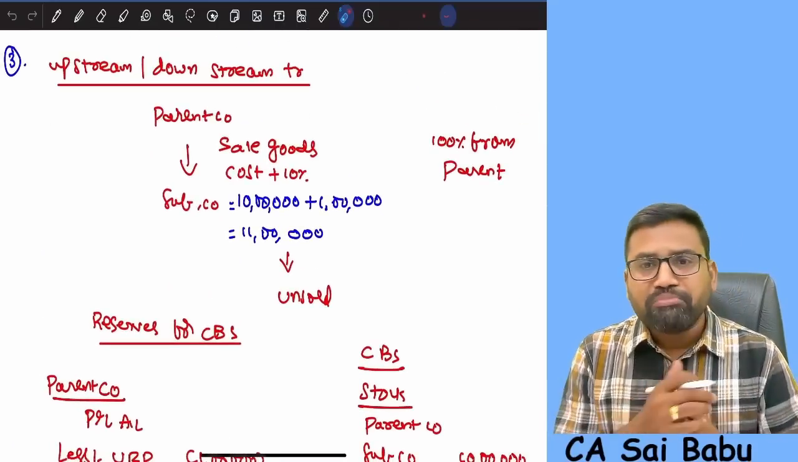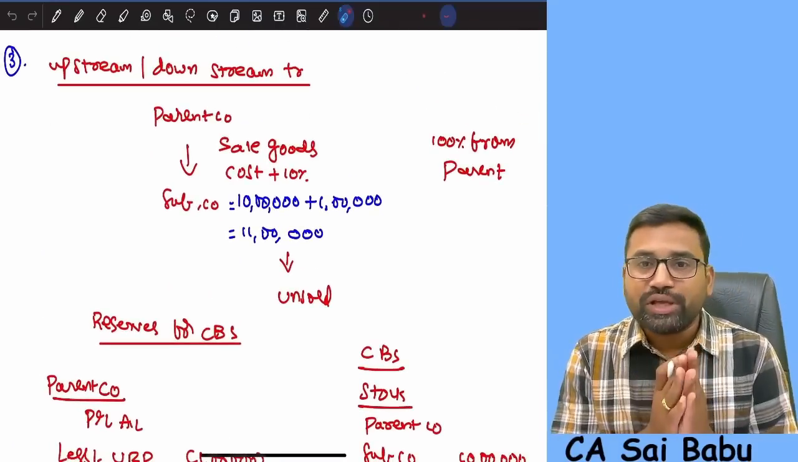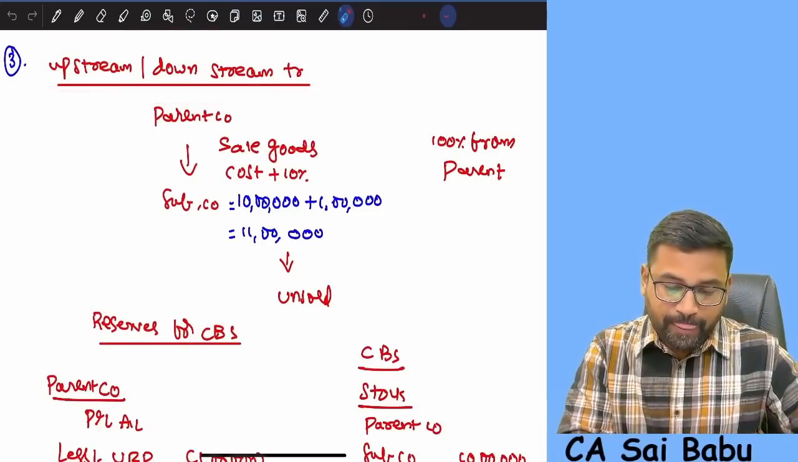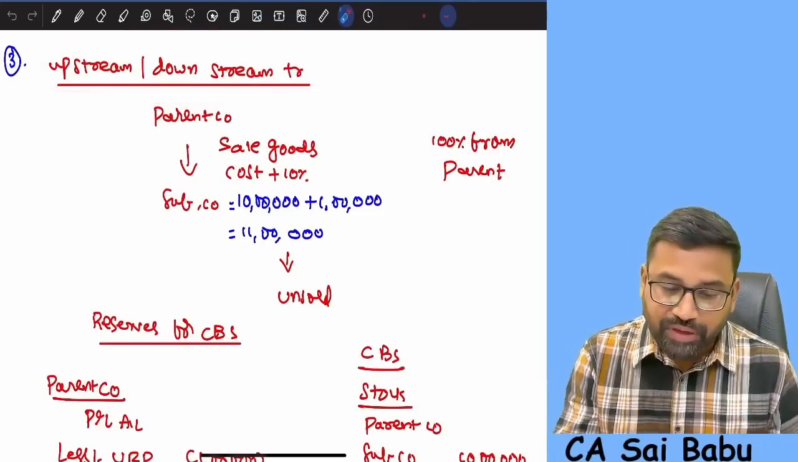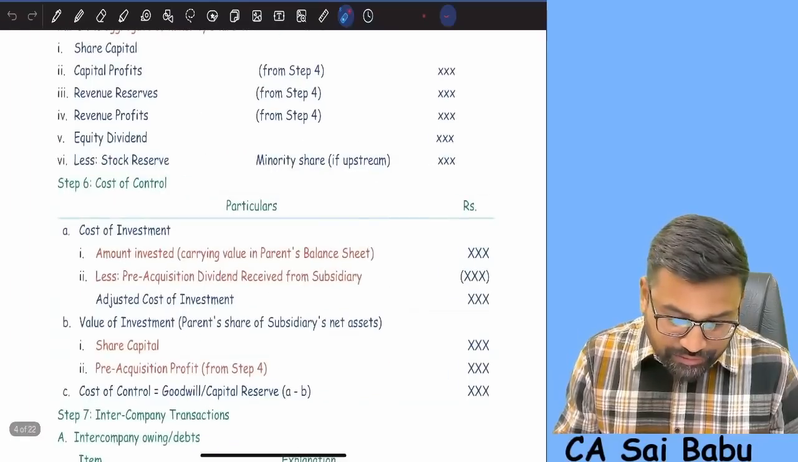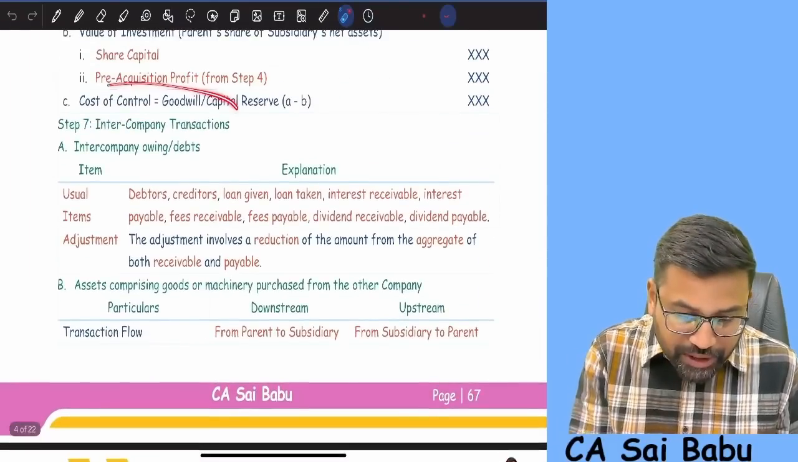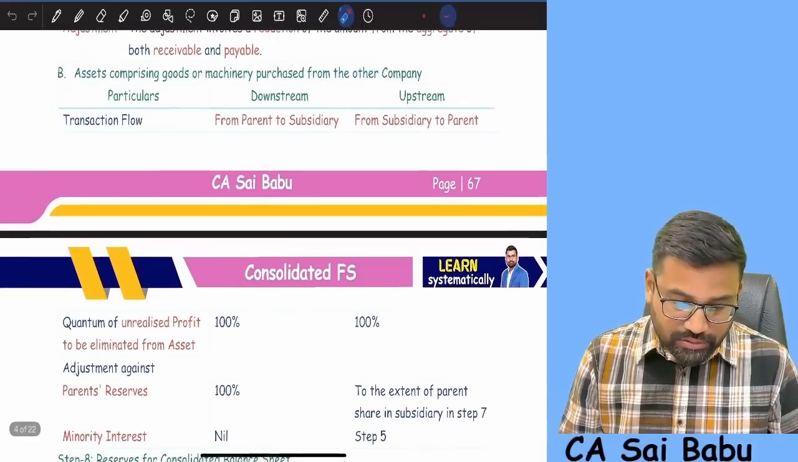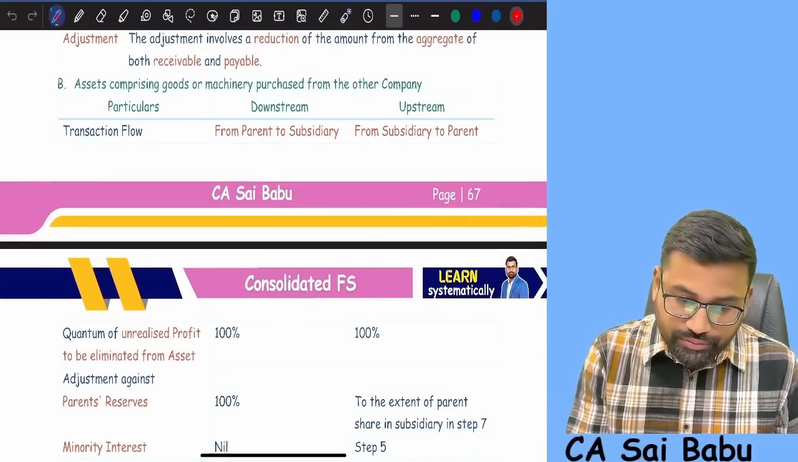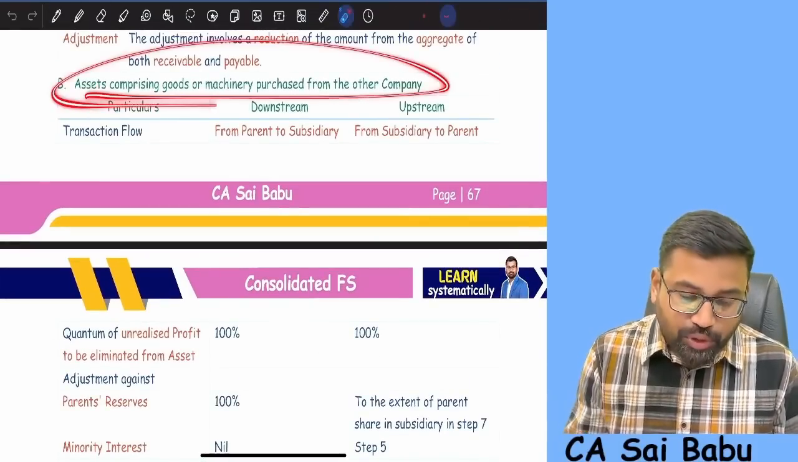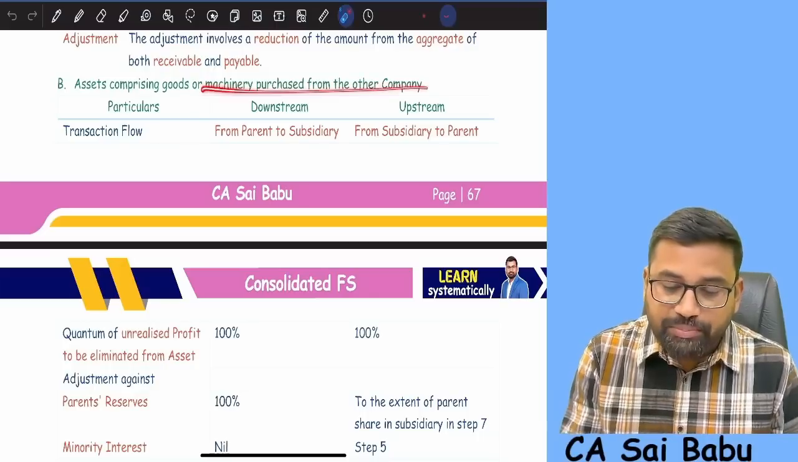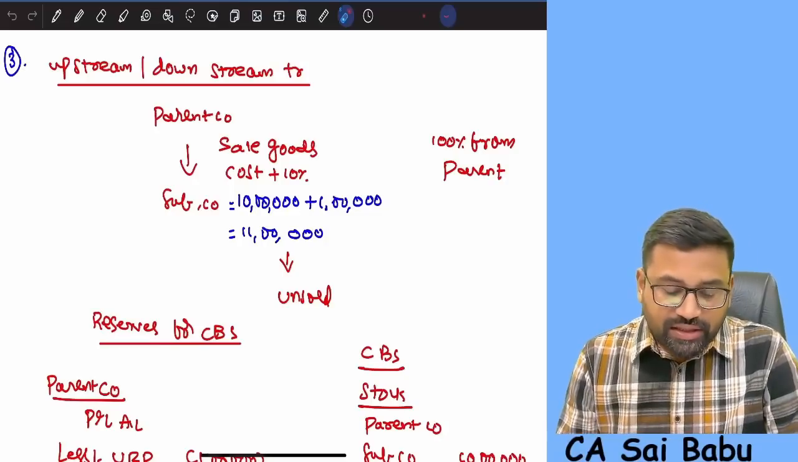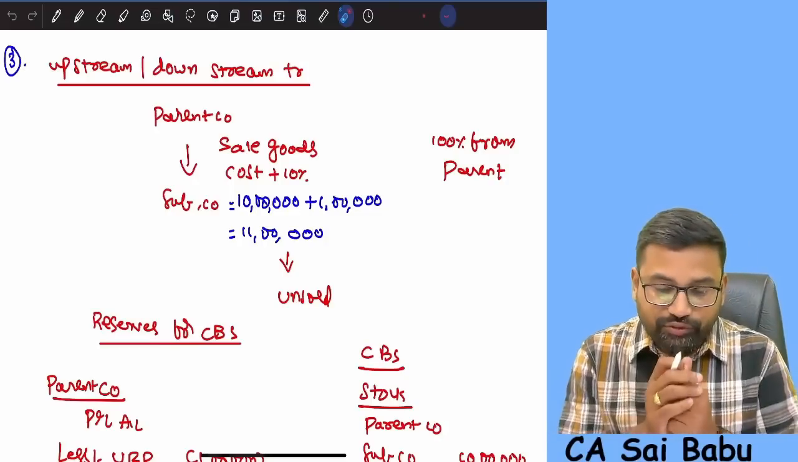Next, one more important step when you are doing consolidation is upstream and downstream transactions. Sir, when you are doing consolidation, there is one step for intercompany transactions, step number 7. In that, this point: assets comprising goods or machinery purchased from another company. Okay. First, upstream and downstream transactions we are going to discuss.